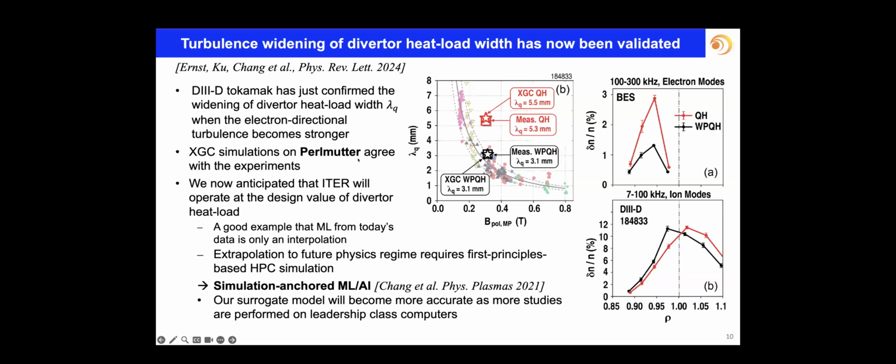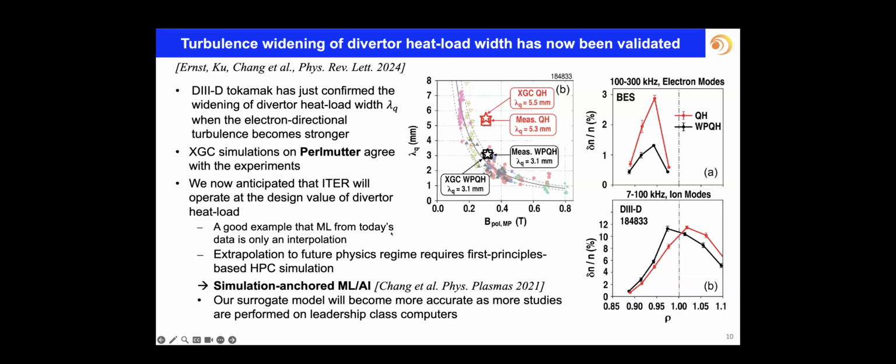And then we used Perlmutter. Perlmutter is now large enough to do these simulations. The star was the XGC result, and the square was the experimental result. So lambda Q agreed, and we also found out, also in this case, that electron directional turbulence was the one responsible.